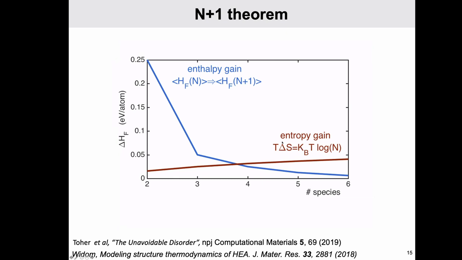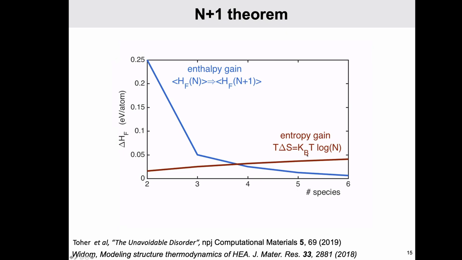So the ideal entropy would be TS, even at room temperature or high temperature. If the system is completely disordered, then eventually the enthalpy gain will go below the entropy gain to increase the number of species. So entropy will eventually take over.